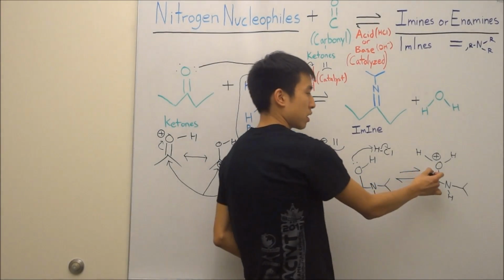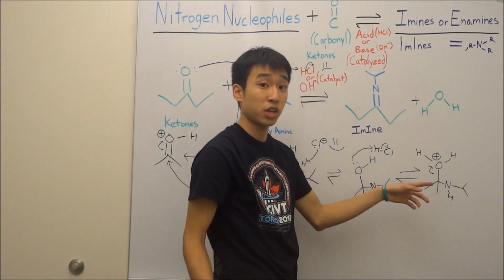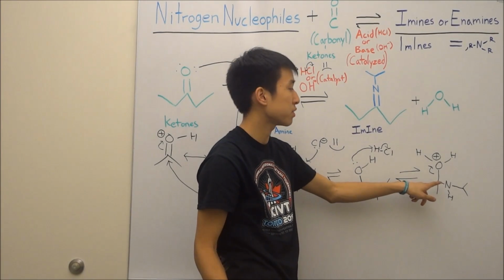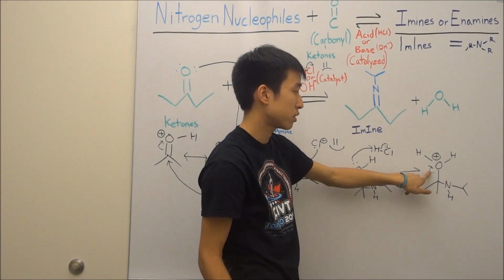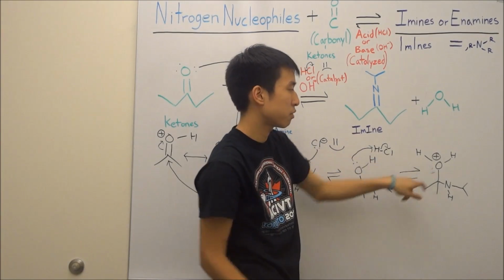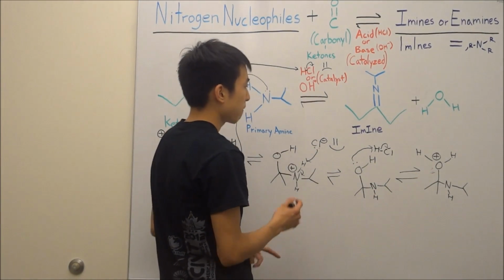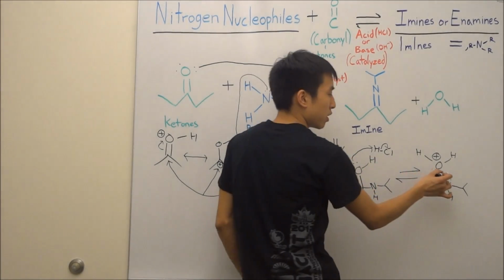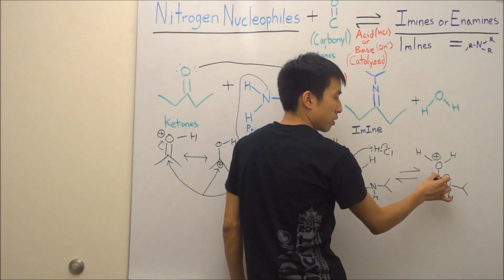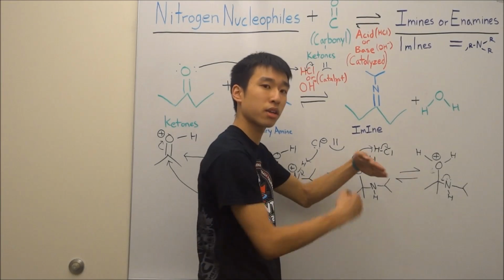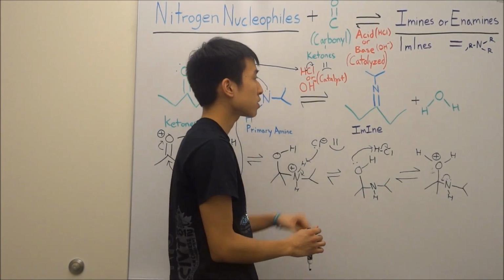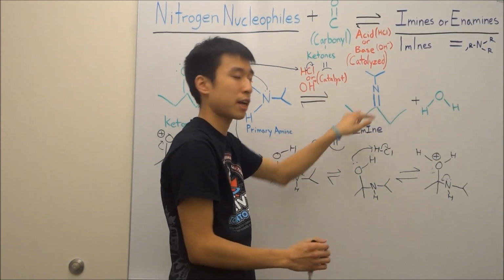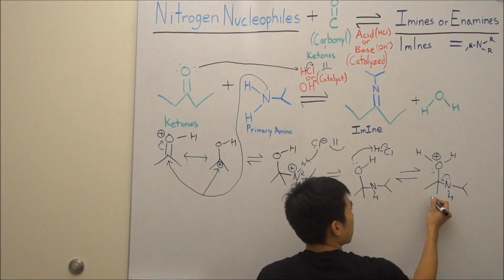But this can't just happen, because if you do that, then you're going to get a carbocation, which is just a positive charge on a carbon. That's even more unstable. So instead of just kicking it off, we have one of the electron pairs on the nitrogen resonate down and form a double bond with the carbon. So we're basically forming these two bonds right now.